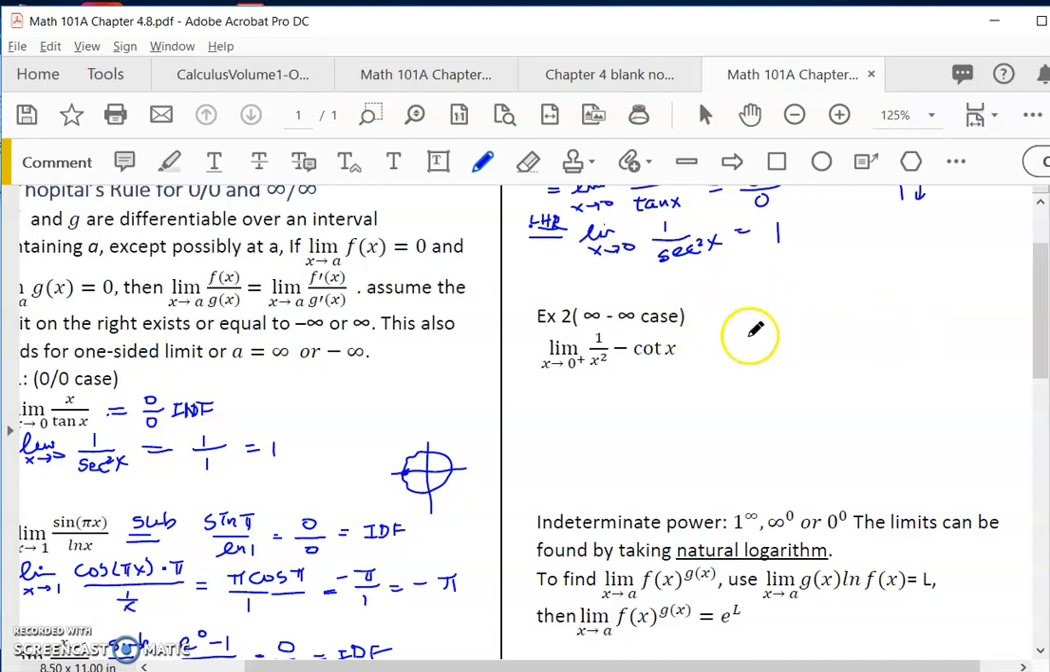And then the other case is infinity minus infinity. Again, you have to rewrite it as f of x over g of x, and then get the 0 over 0 or infinity over infinity case. So let's say we have the limit as x approaches 0 from the positive side of 1 over x squared minus tangent x. So this is infinity. I don't know why I wrote that. Maybe I'll just erase this.